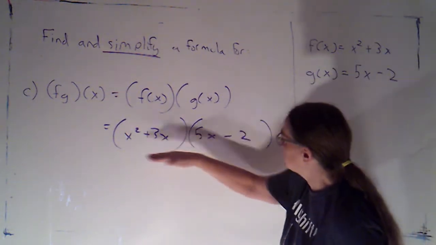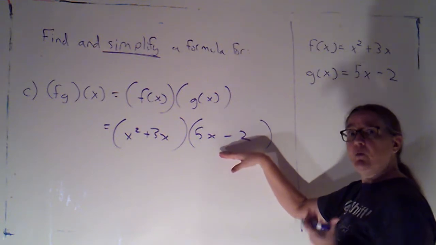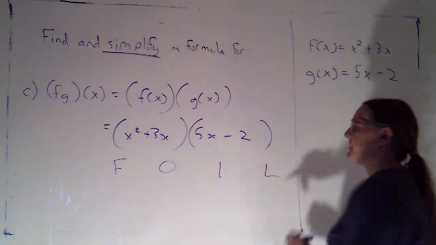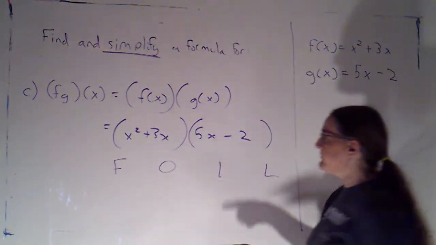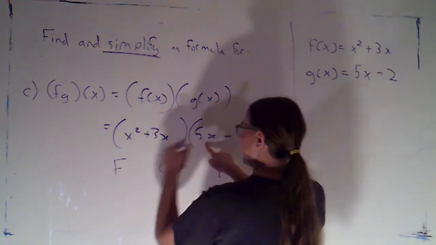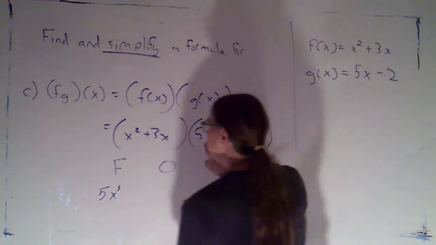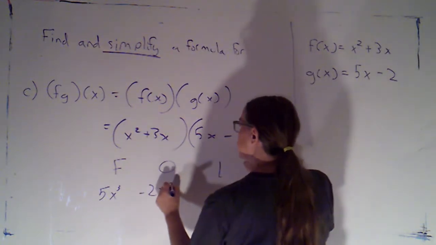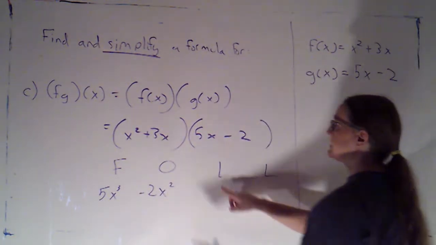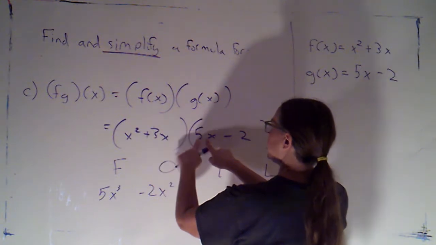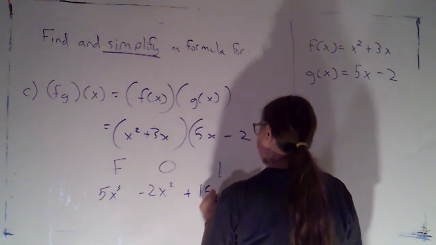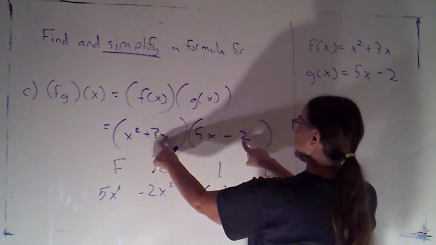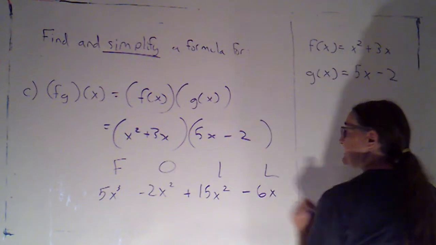So I should be able to multiply this out so that I don't need those parentheses. Since this is 2 terms times 2 terms, a product of 2 binomials, the silly mnemonic device that helps me remember what to do is the word FOIL. F stands for the first terms. x squared times 5x gives me 5x cubed. O is for the outsides. x squared times negative 2 is negative 2x squared. I stands for the insides. 3x times 5x is 15x squared. And L stands for the lasts. 3x times negative 2 is minus 6x.